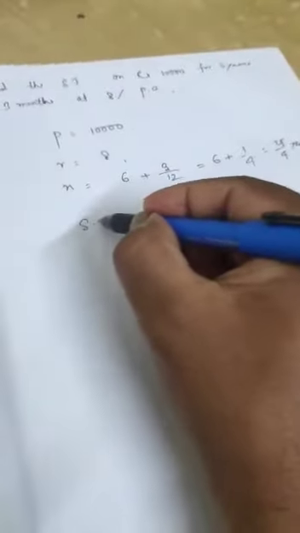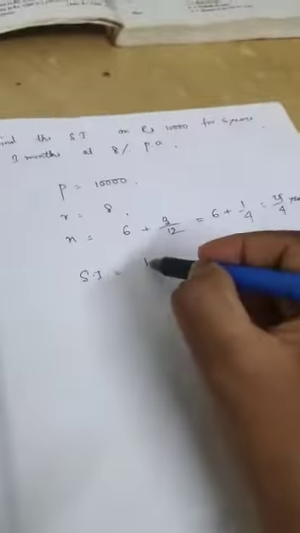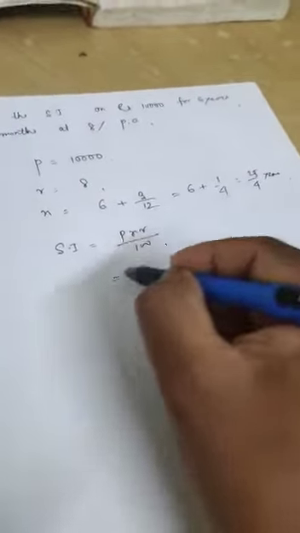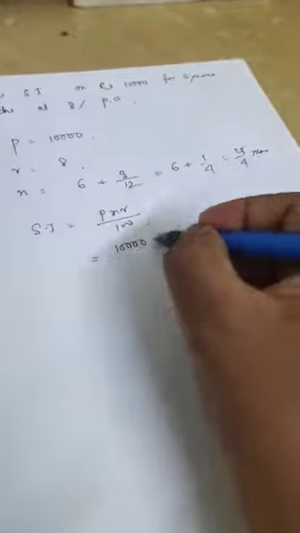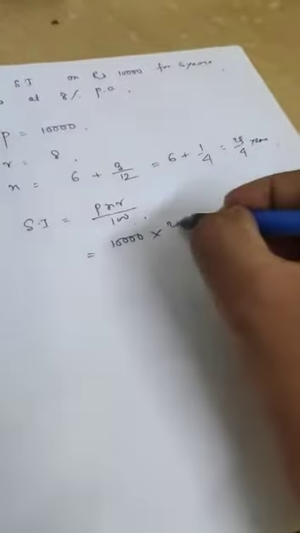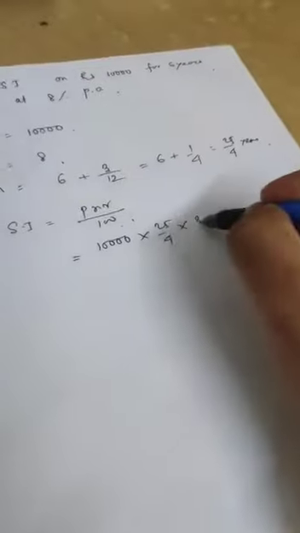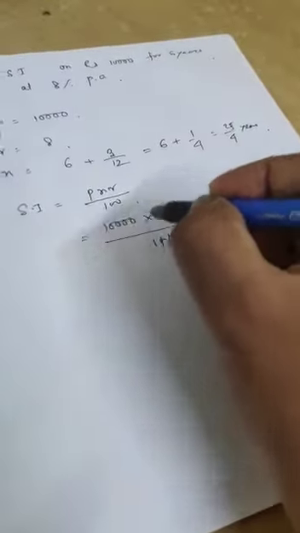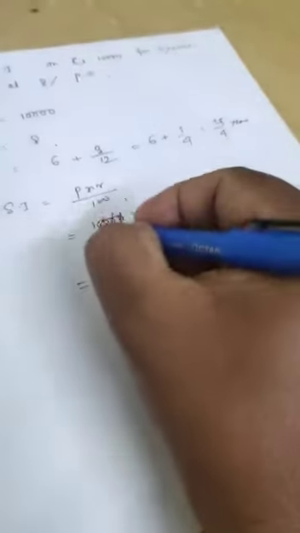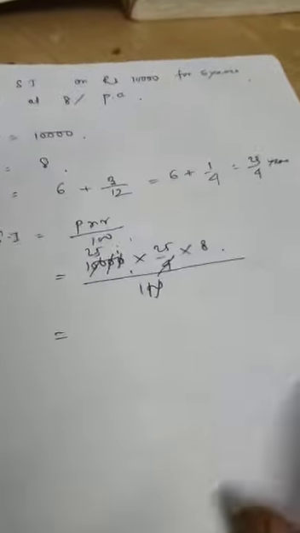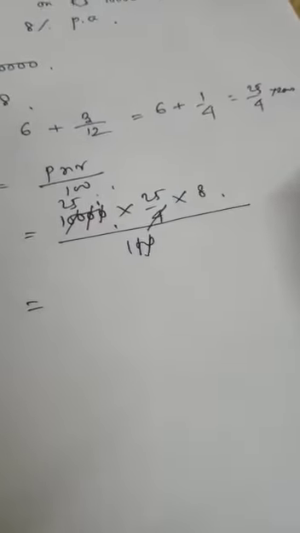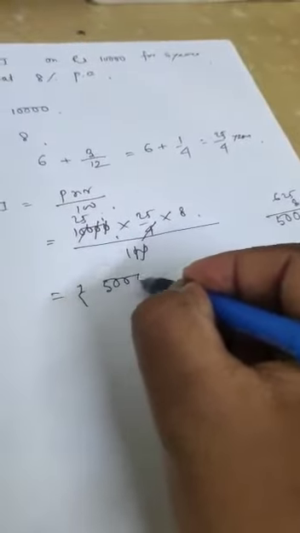Now, what do you have to find? We have to find SI. What is the formula? SI equal to PNR by 100. What is P? 10,000. What is N? 25 by 4. What is R? 8 divided by 100. Zeros cancel. 4, 25. 25 into 25, 625. 625 into 8. 8 5s are 40, 8 2s are 16, 17 and 19, 20. 8 6s are 48, 49, 50. So rupees 5,000. This is question number 1.